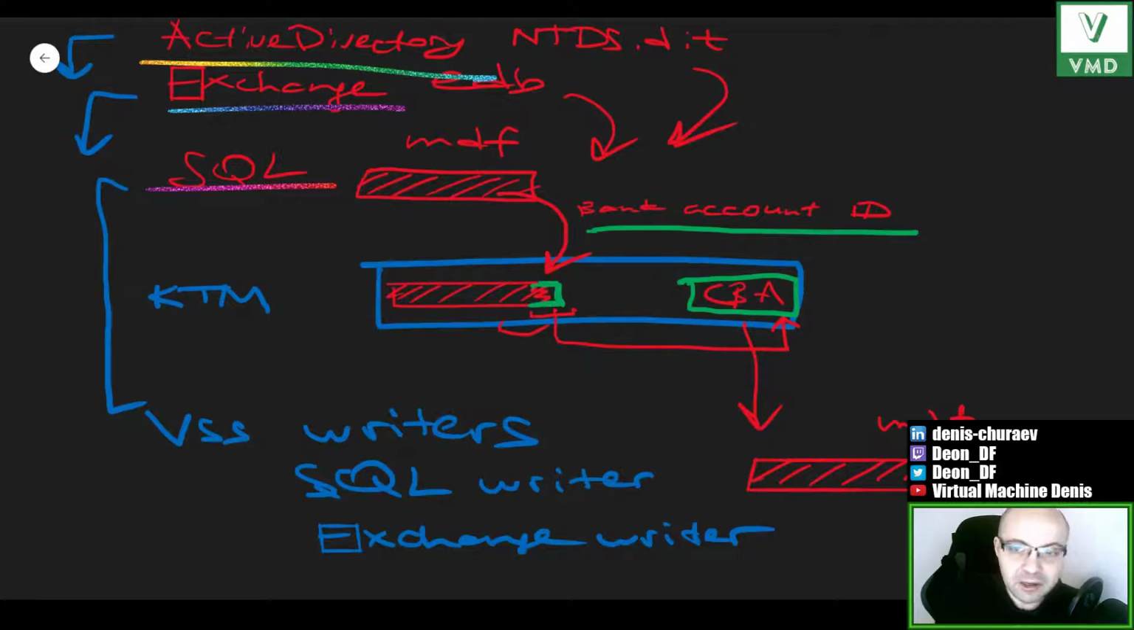Now, typically writers come with the applications. So if you install SQL Server, you get SQL Writer. If you install Active Directory, you get NTDS Writer, etc. But some applications do not have the writers. For example, there are some third-party databases which do not have VSS writers, typically because they're designed to work with Linux systems which do not have VSS. However, Oracle does have it.